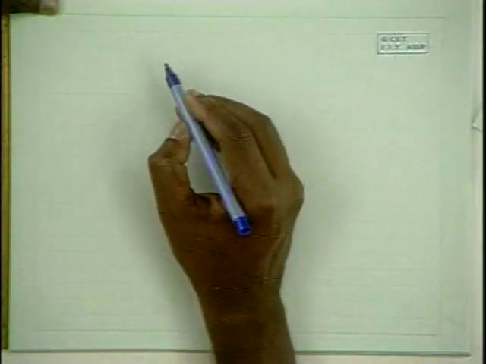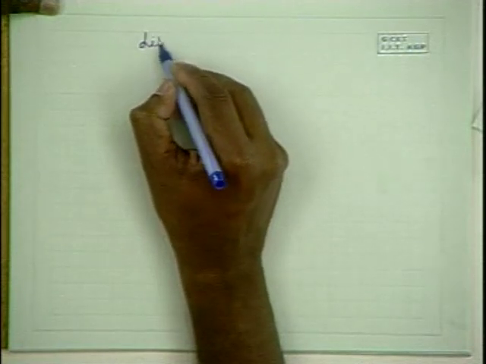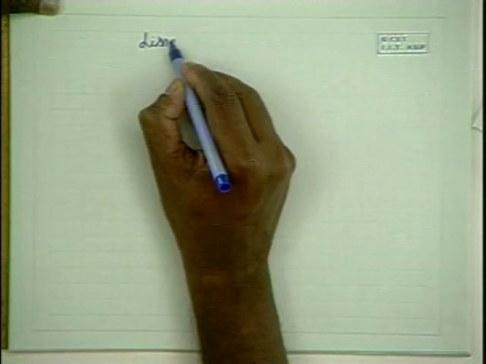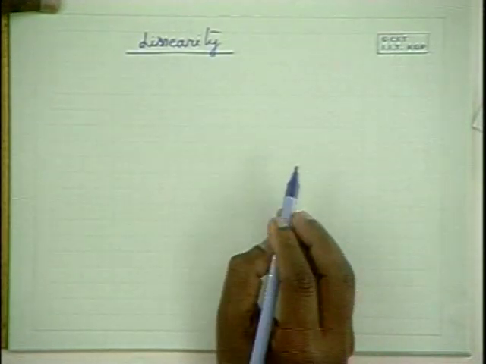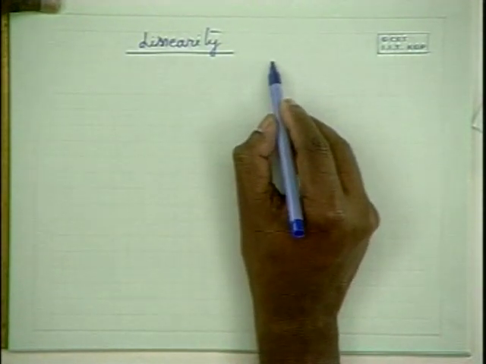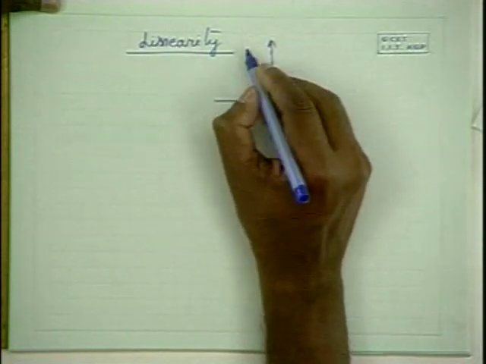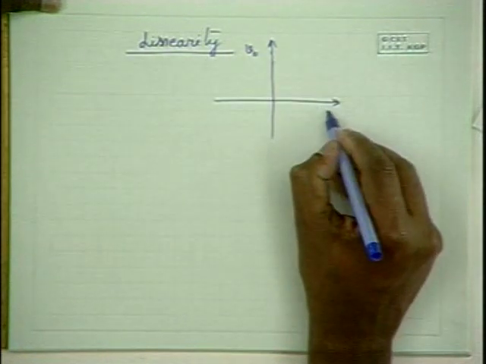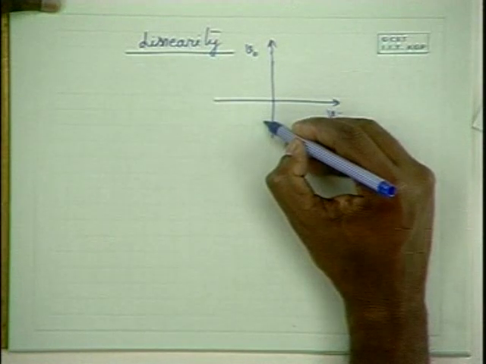There is another very important characteristic of an amplifier, that is the linearity characteristics, or in other words, the distortion characteristics. For an amplifier, if you plot input versus output, it should be linear.